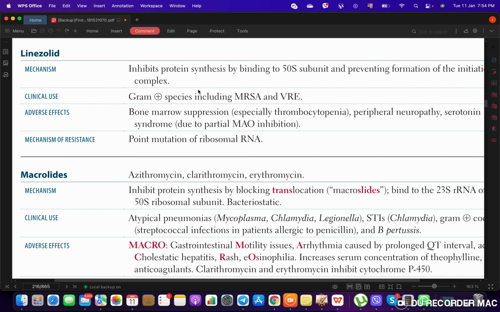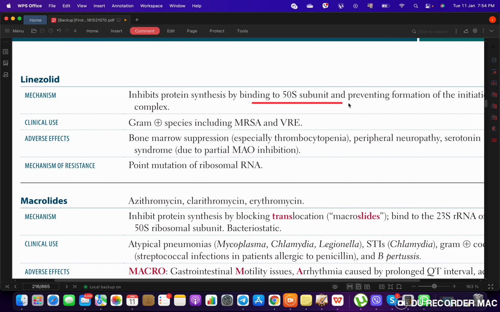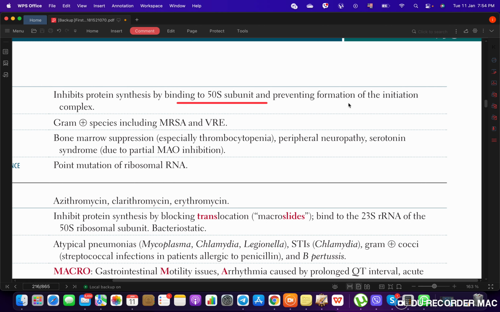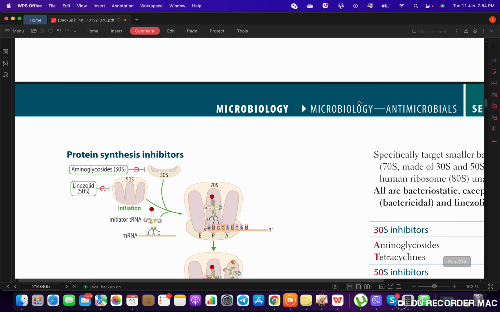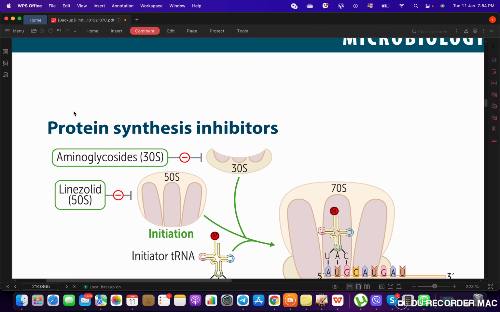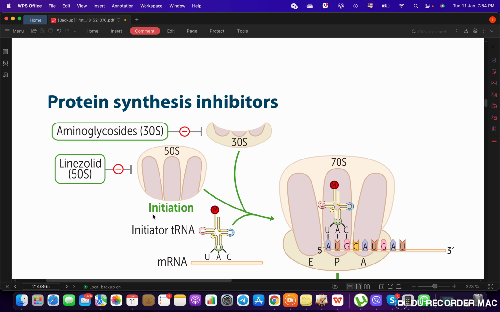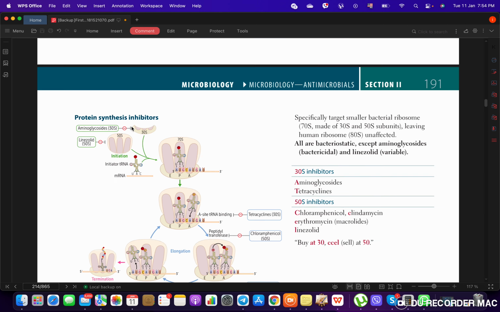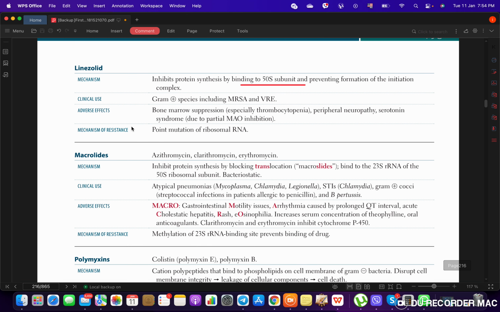Linezolid, the mechanism: it inhibits protein synthesis by binding to the 50S subunit and preventing the formation of the initiation complex. If you take a look at the initiation complex, we had two antibiotics working, the aminoglycosides and the linezolid. So if that initiation does not occur, you cannot make ribosomes. No ribosomes, no translation. No translation, no proteins. No proteins, cell dies.